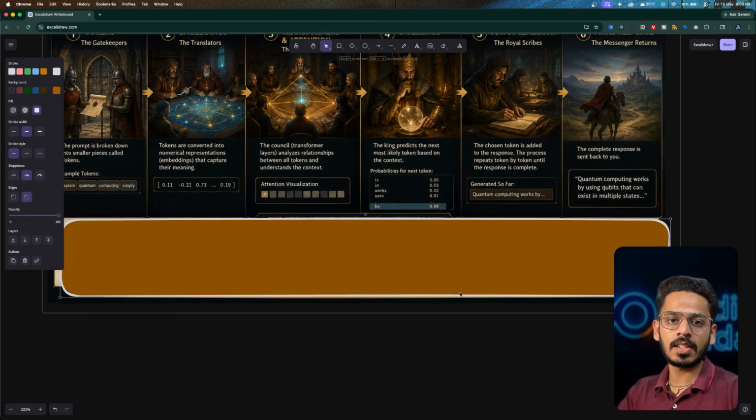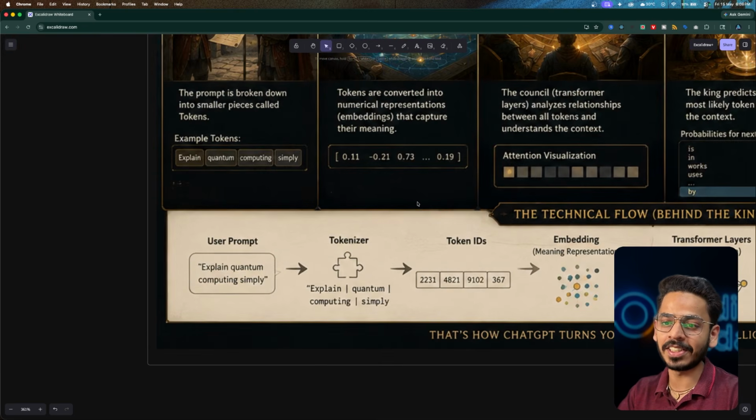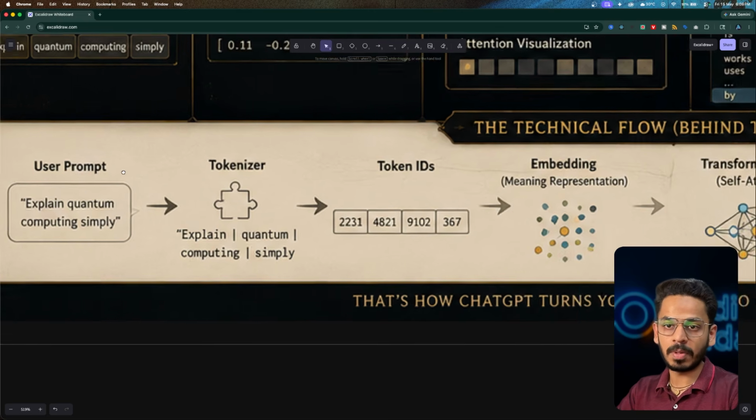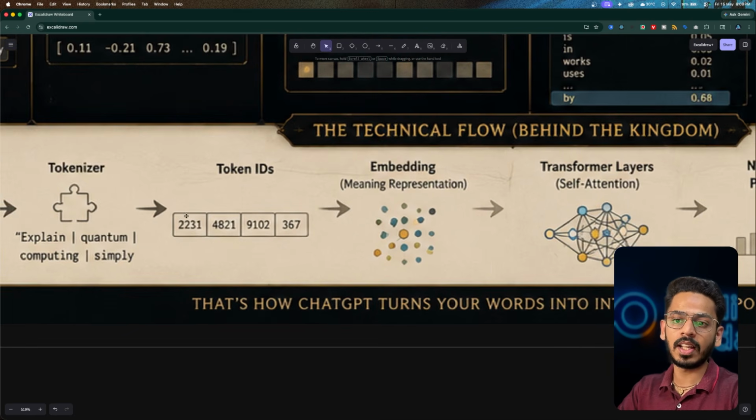Let's now understand this in a much more technical way. We need some technicalities here. So say you have the user prompt, explain quantum computing simply. This prompt is then converted into tokens by the tokenizer, which will divide each word into separate tokens. And then they are converted into token IDs.